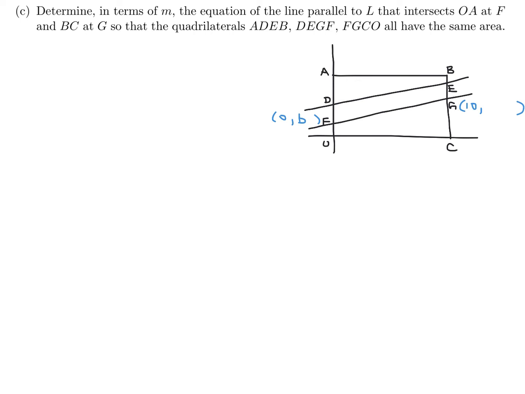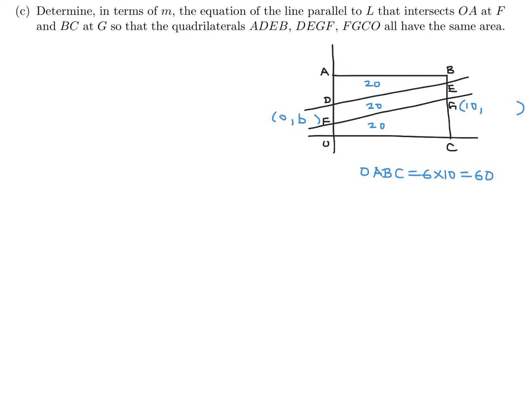All right, so the total area of this whole rectangle is 6 by 10. OABC is 6 by 10, so that's 60. And they're saying that these quadrilaterals ADEB, which is this guy, DEGF, which is this guy, and FGCO down here, those are all equal, same area. So that means each of them has an area of 20, since the total is 60.